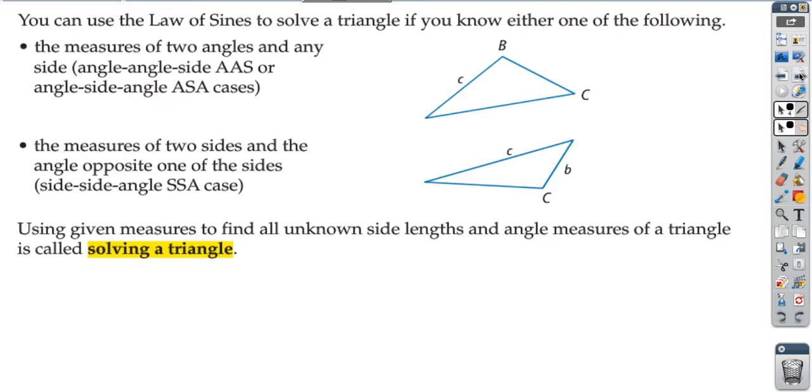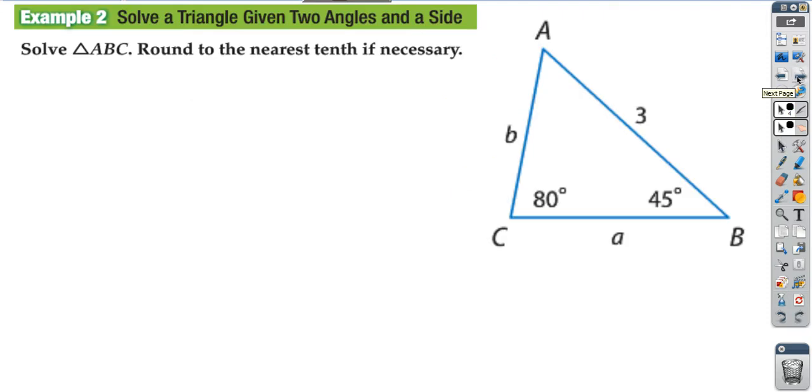Okay, so let's take a look at how that applies to the law of sines. Basically what the law of sines says, if you have one of these cases, if you have an angle angle side or an angle side angle case, you can use the law of sines to find a triangle. This last case, side side angle, is a special exception, and I will show you how that works afterwards. Okay, and then what we're trying to do here, when it says solve a triangle, solving a triangle means find the missing sides or the missing angles, depending on what's missing.